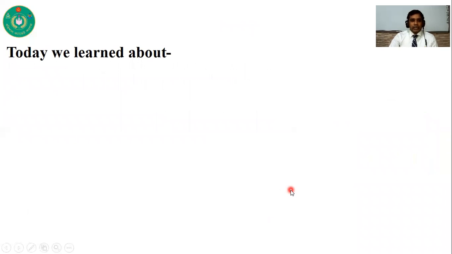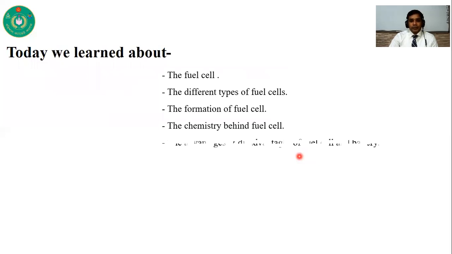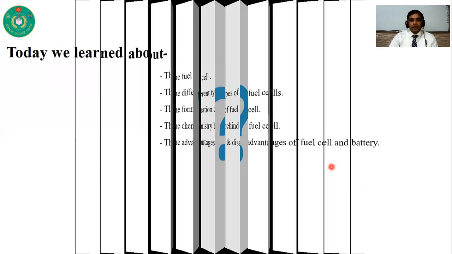So today we learned about the fuel cell and different types of fuel cell. We learned about the 5 types of fuel cell, the formation of a fuel cell, the basic structure of a fuel cell, the chemistry behind a fuel cell, and the advantages and disadvantages of a fuel cell and a battery.